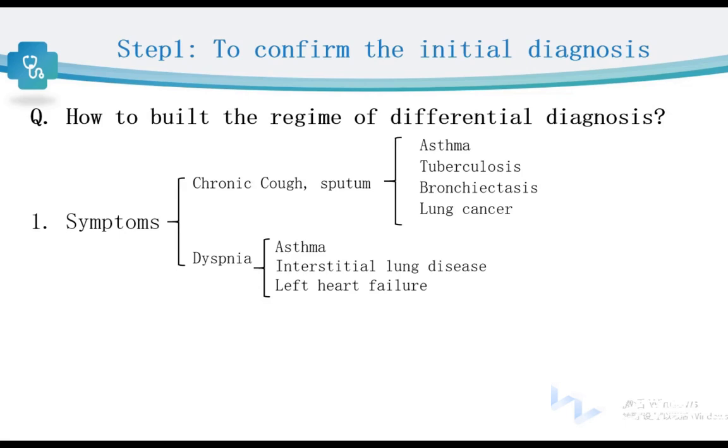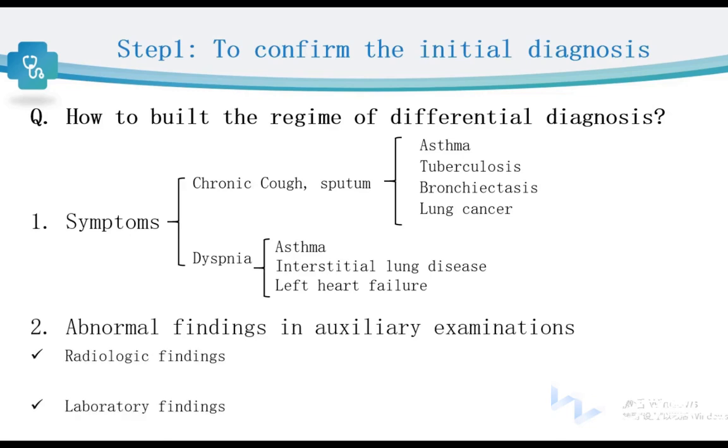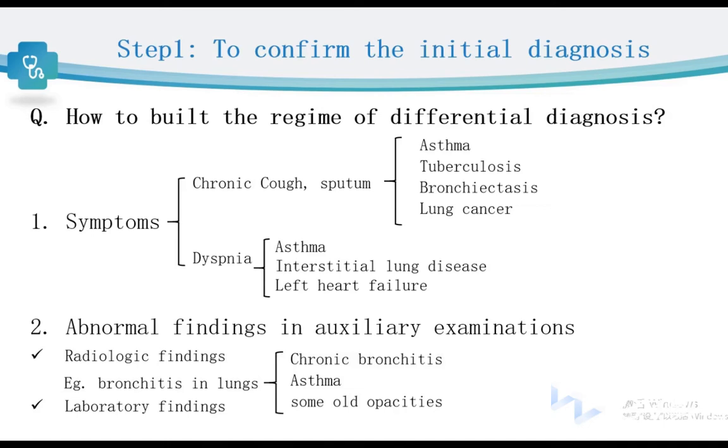Another method for differential diagnosis is according to the abnormal findings in auxiliary examinations. For example, if we find the bronchitis in lungs, we can suspect chronic bronchitis or COPD, asthma, and some obesity. All of these diseases can present the same change in the X-ray. So that's the second method for differential diagnosis.